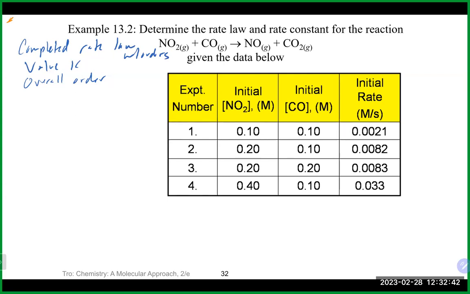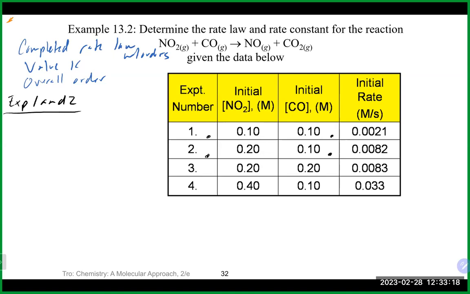Okay, let's take a look. So in this table we have 4 entries, and it really doesn't matter how many entries you have. You could have a bunch of entries. But we're looking for 2 entries where one stays constant and one varies. In this particular case, we could go with experiments 1 and 2, and that will keep our CO constant while varying our other reactant. So that is what I'll start with, experiments 1 and 2.